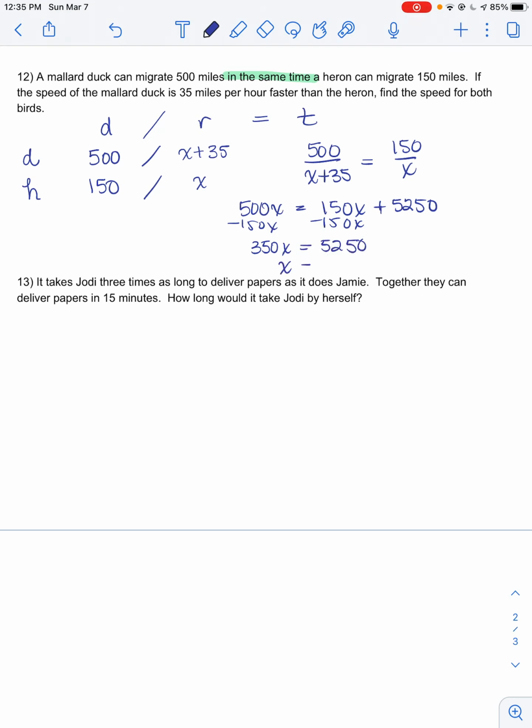And when I divide both sides by 350, I get that x equals 15. So it says here to find the speed for both birds. So I found the 15, which represents the heron speed, and that would be 15 miles per hour. But then I have to add 15 to 35, which gives me 50 miles per hour, which would be the speed of the mallard duck.